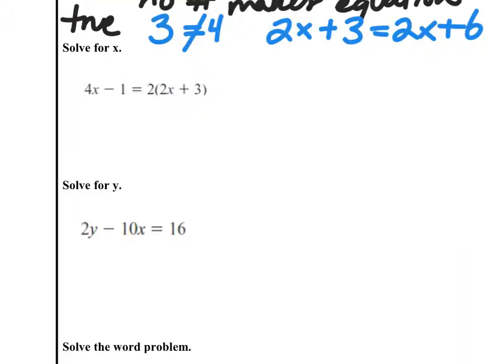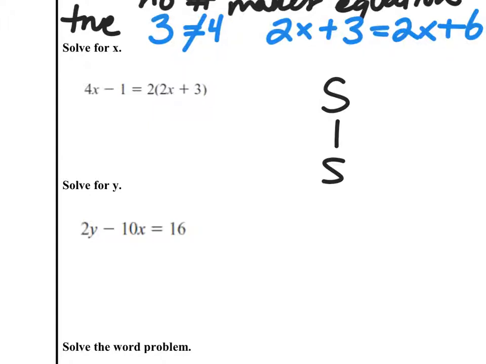Next, let's solve for x. Reminder that we simplify, isolate, solve. Simplify is when we distribute or combine like terms. Isolate is when we add or subtract to get our variables on one side, and then solve is when we actually solve the two-step equation.